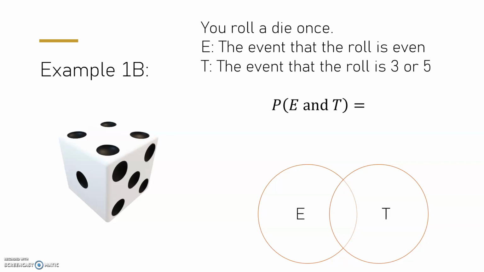This is the same two events, but this time we're asking the probability that you get an even number and a 3 or a 5, and that probability is 0 out of 6 because there's nothing in this overlap. These are mutually exclusive events. That means the overlap is empty.